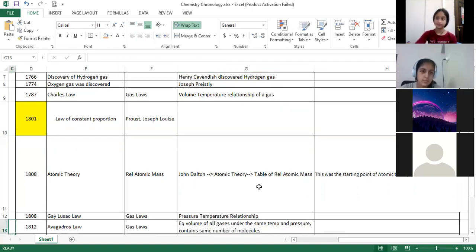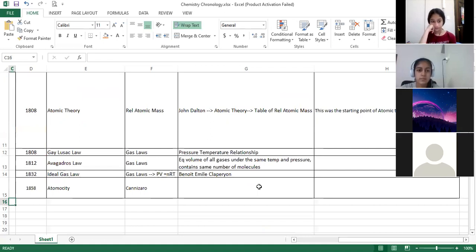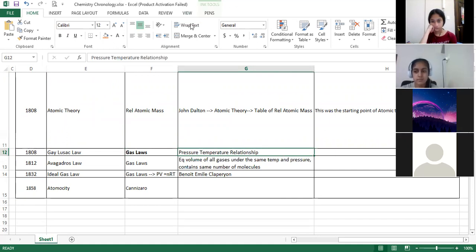Then we quickly move on to the next event. In 1808, there was one more scientist called Gay-Lussac. What this gentleman did, once again, is a part of the gas laws. He has given a pressure-temperature relationship. Briefly, I will talk about that.